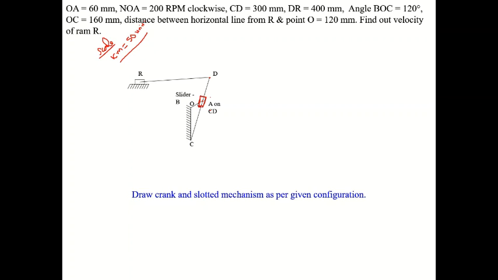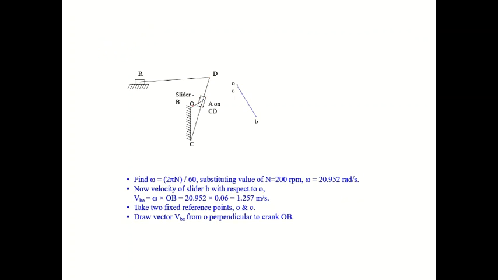Right. Now we have drawn the space diagram. After drawing the space diagram, what do we have to do? You know the velocity of the crank OA. The speed of the crank OA is 200 rpm. Based on that, you have to find out the angular velocity of the crank OA.